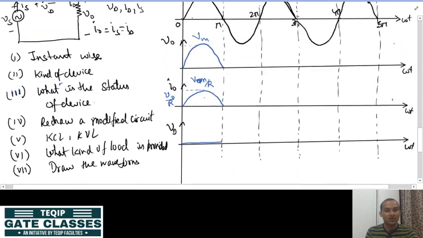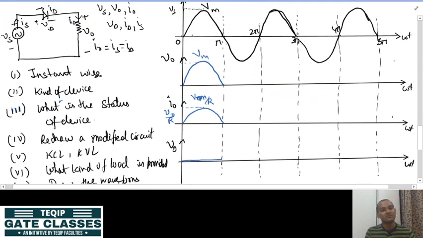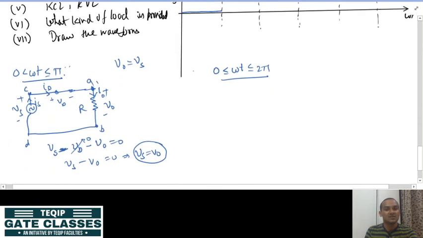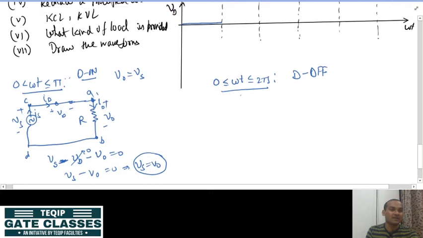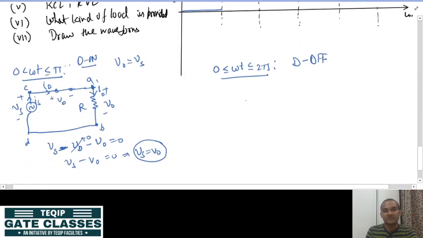So, now going for the pi to 2 pi instant, again the next step: what kind of device is it? It is a diode. Then what is the status of the device? Again check between pi to 2 pi, what is the status of the device? The diode is becoming reverse biased. So, here we can write diode on, and here when the diode is reverse biased, it means the diode is off. And when the diode is off, then the next step, redraw the circuit, the modified circuit. It is like this.